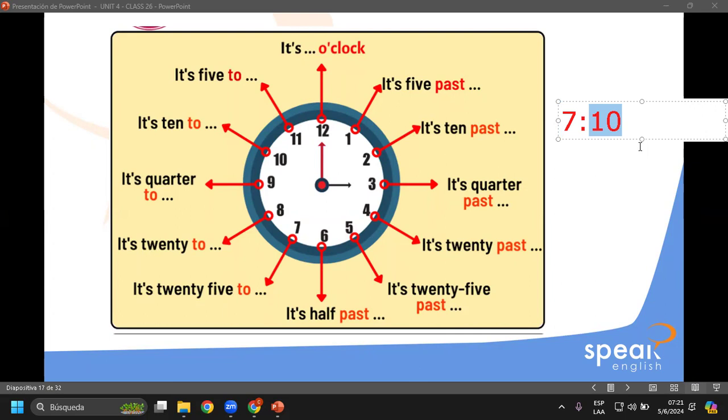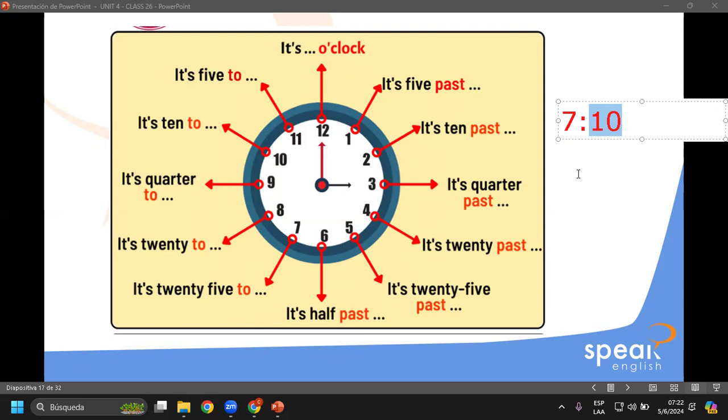And in the difficult form, what will be the difficult form? It's 10 to 7? 10 past, perdón. That is the one. 10 past 7. That's the one. So we have those options.